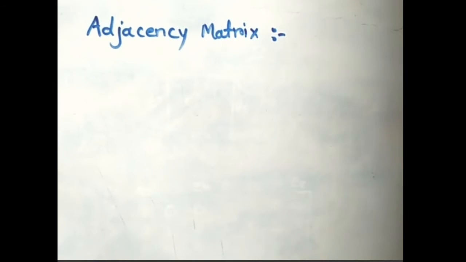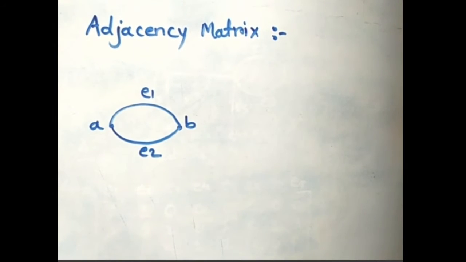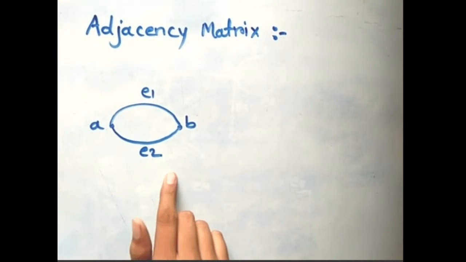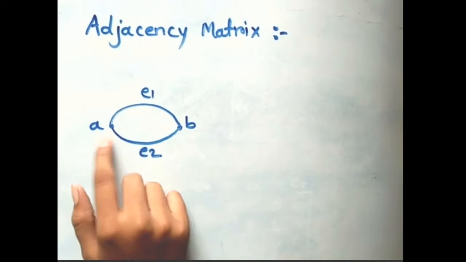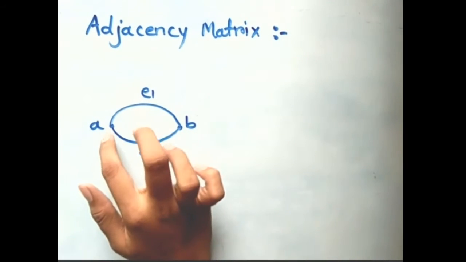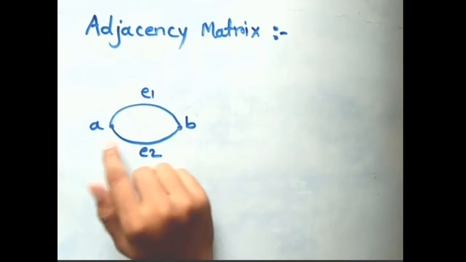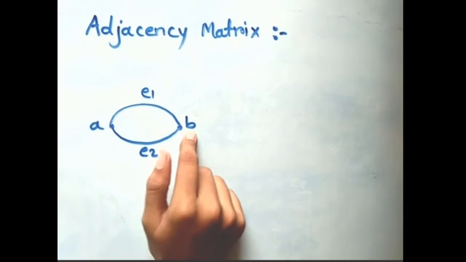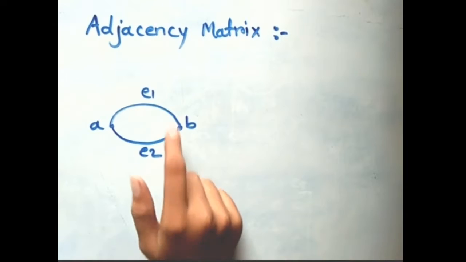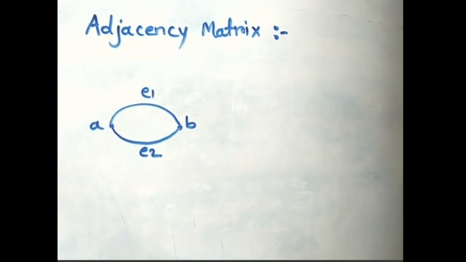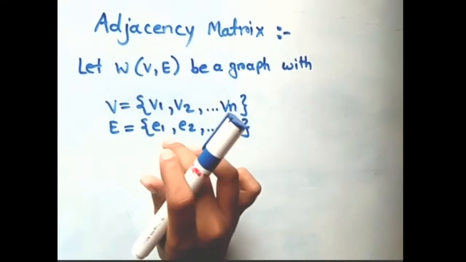Thank you. Now we are going to discuss what an adjacency matrix is. For the understanding of the adjacency matrix, first we have to know what parallel edges are. Here the two vertices are the same, and the edges also connect the same two vertices. Here E1 connects vertices A and B and E2 also connects vertices A and B. So these edges are called parallel edges. We will see what an adjacency matrix is.